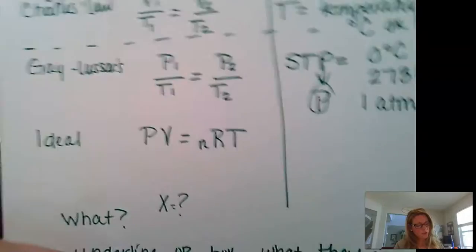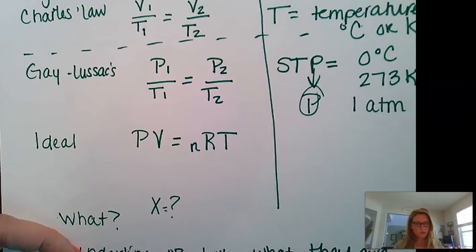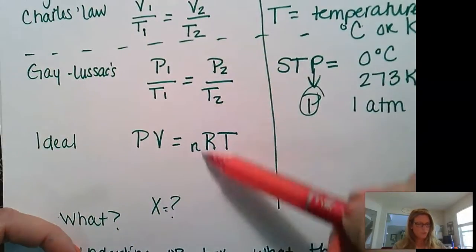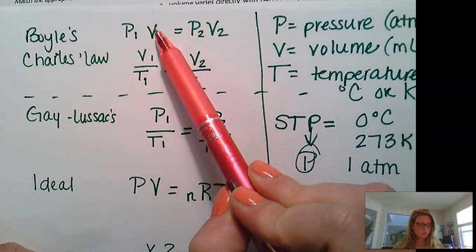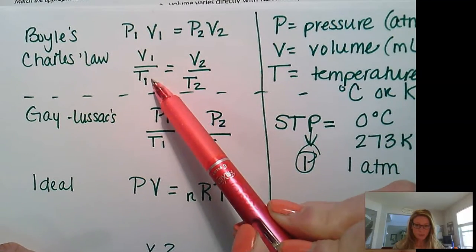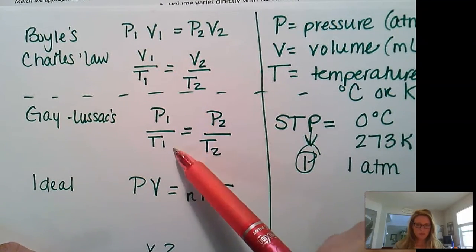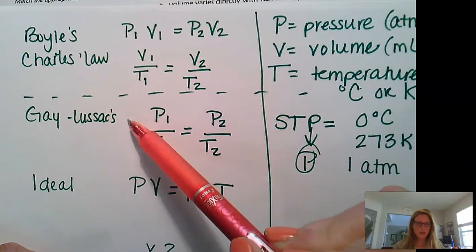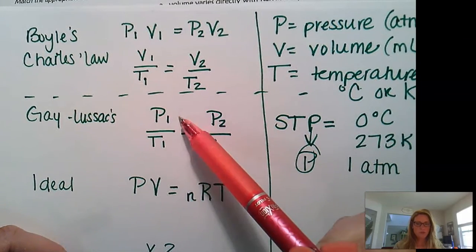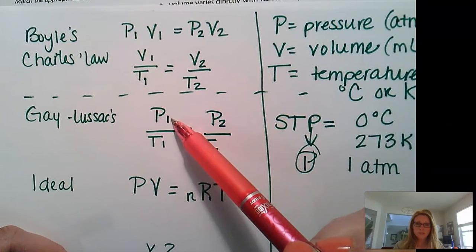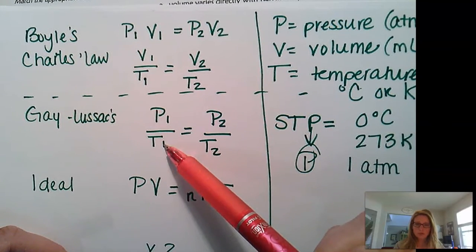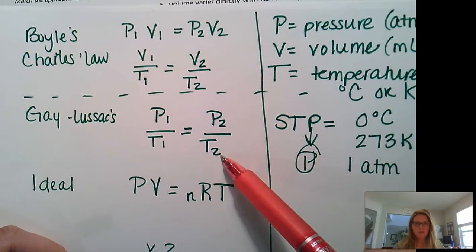So let's go back over here and go, okay, well, we've got pressure and we've got temperature. Which one of these laws over here is going to give pressure and temperature? That's pressure volume. This is volume and temperature. This is pressure and temperature. So which one are we going to use? Gay-Lussac's law. So we're going to use P1 over T1. The 1 means where you start. So this is our initial or starting temperature and pressure, and this is our ending temperature and pressure.